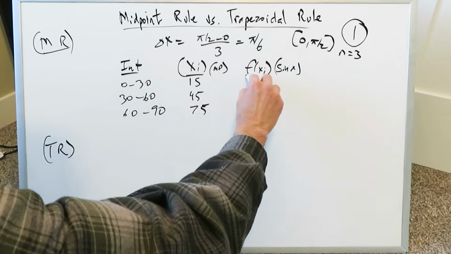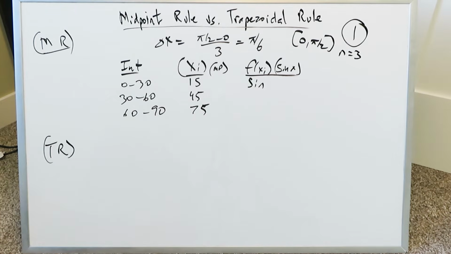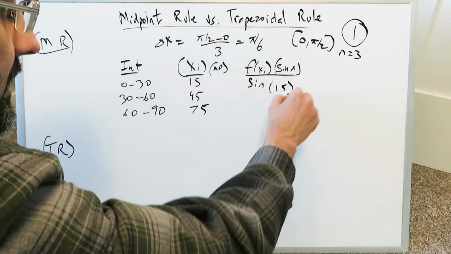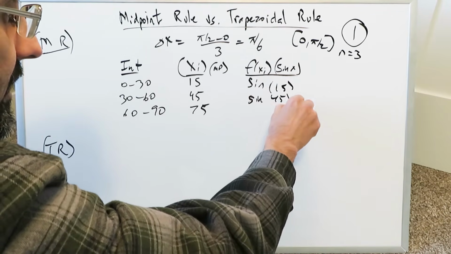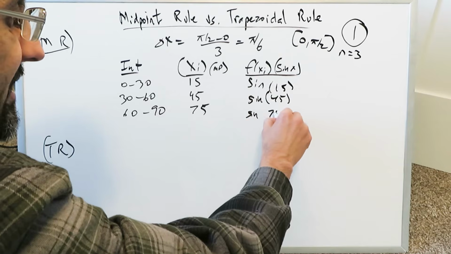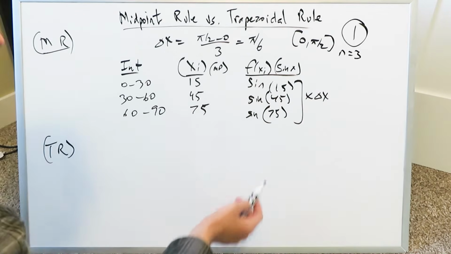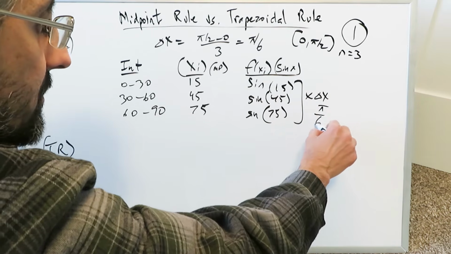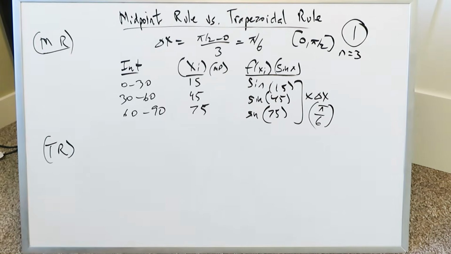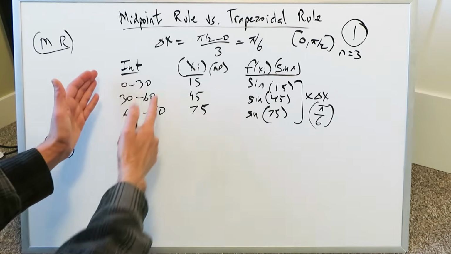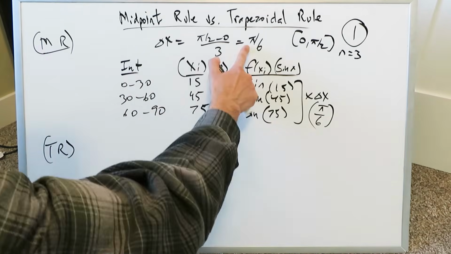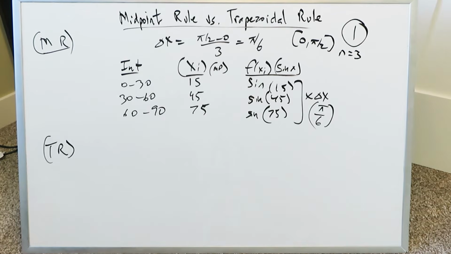All you're doing is putting those values in the function to get the lengths of each of those rectangles: sine of 15, sine of 45, and sine of 75. All you have to do is add this and multiply it by delta x, but here delta x is still pi over 6. You're not multiplying by 30. Converting that into degrees, you're multiplying by pi over 6, so don't make that mistake. Here I'm using everything in degrees, but this is still in radian format, pi over 6.